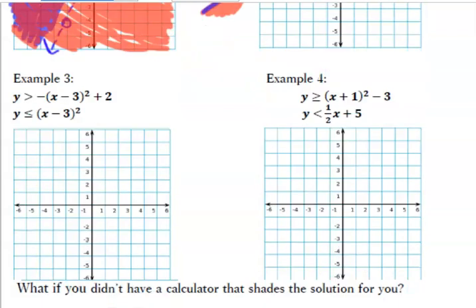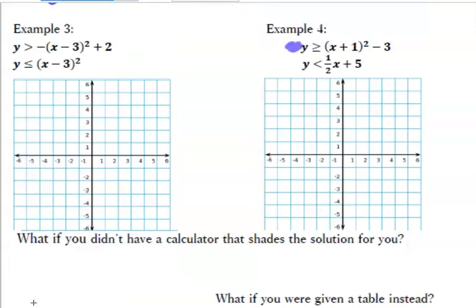Now let's look at example 4. We'll say the first inequality would be the blue one, and the second inequality will be the red. So the blue one, we have y is greater than or equal to x plus 1 squared minus 3. That's a quadratic in vertex form. Let's find the vertex. It's negative 1, negative 3. So that's your vertex right there. It's going to be facing upwards. So we'll go ahead and do that.